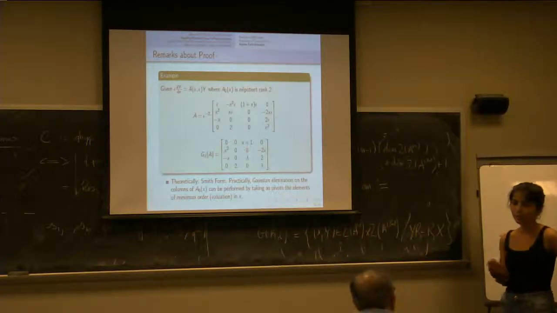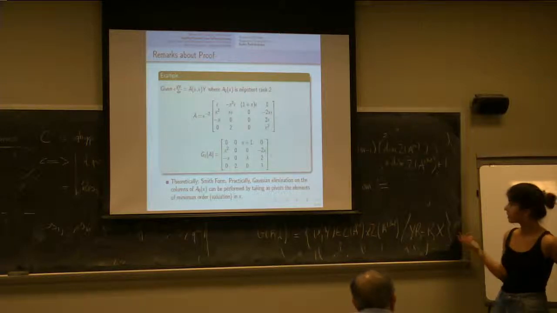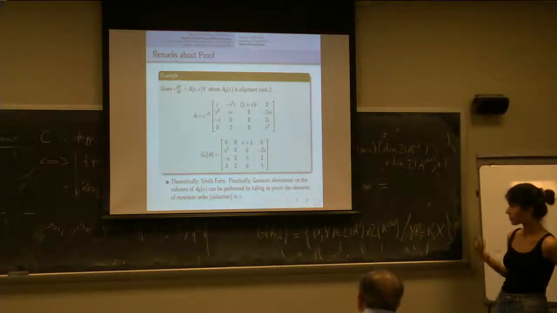Because in the univariate case we were using constant transformations in the Gaussian elimination, and here, not to create poles, we can just use pivots of minimum order. So this is one difference.